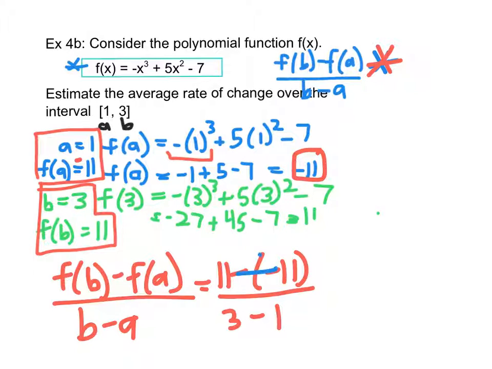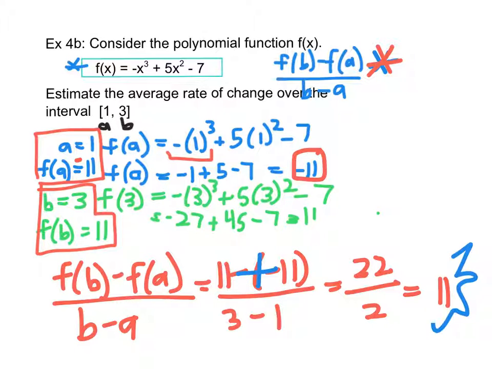Remember, when I have two negatives, they become a positive. So when I do 11 plus 11, I get 22. 3 minus 1 gives me 2. And then my final answer, 22 divided by 2, is 11. This is what we're looking for, our rate of change. So you are good to go.